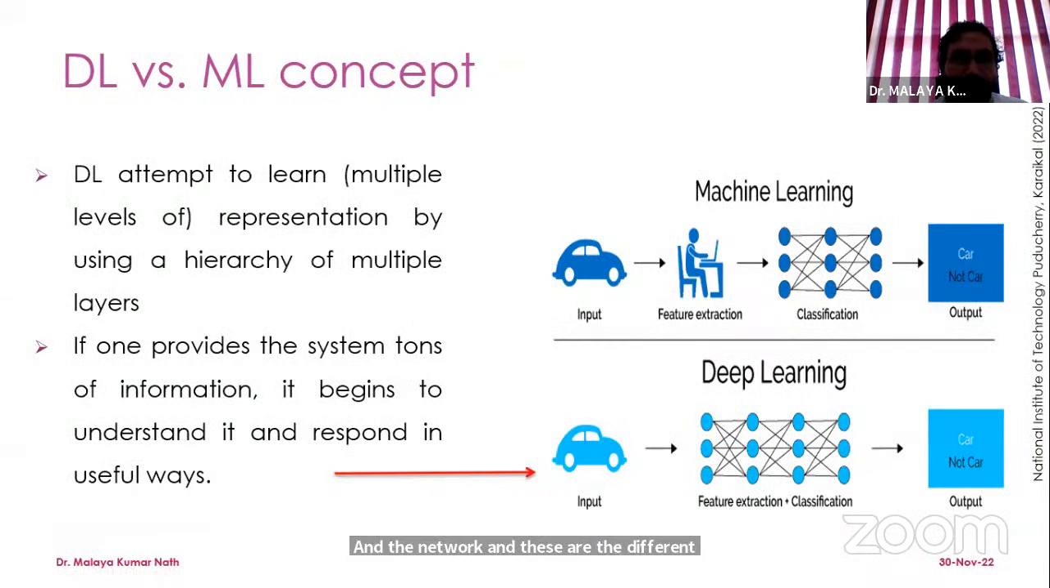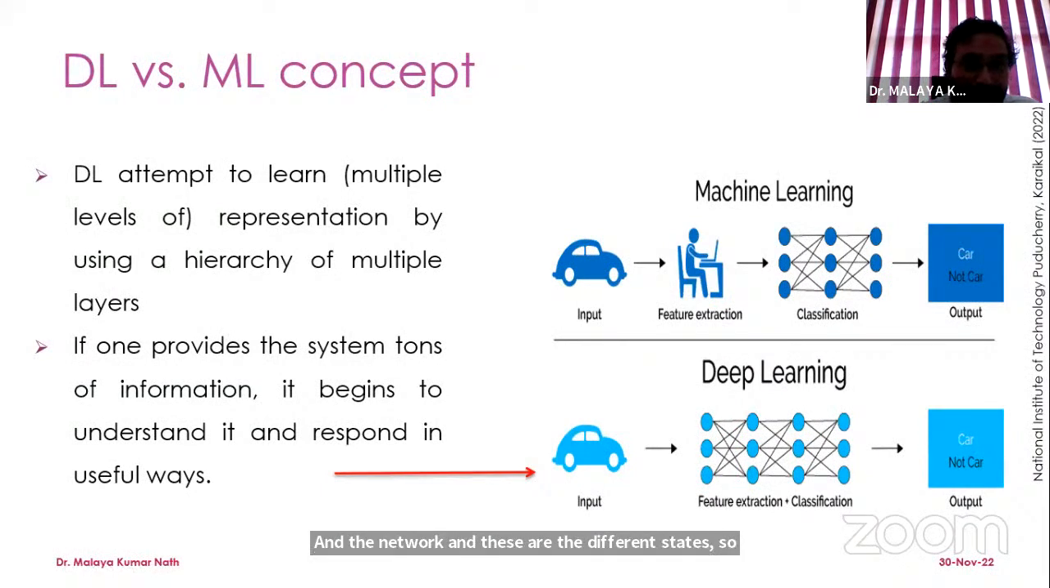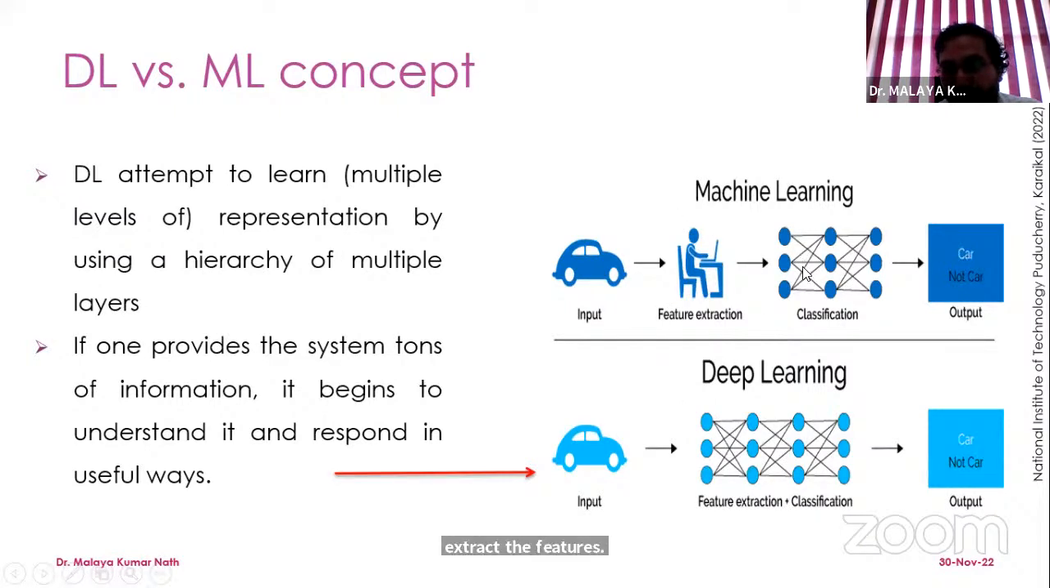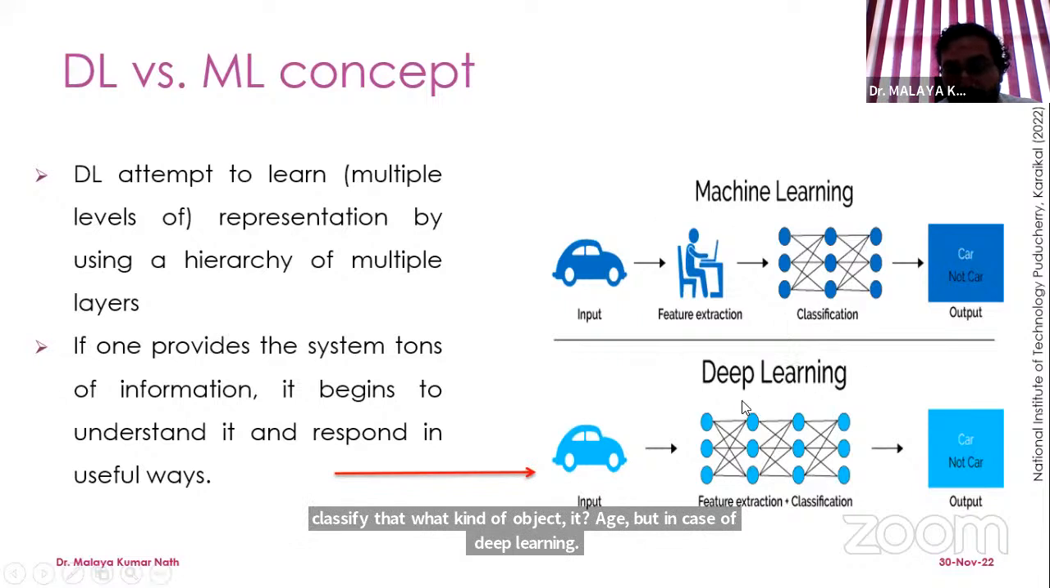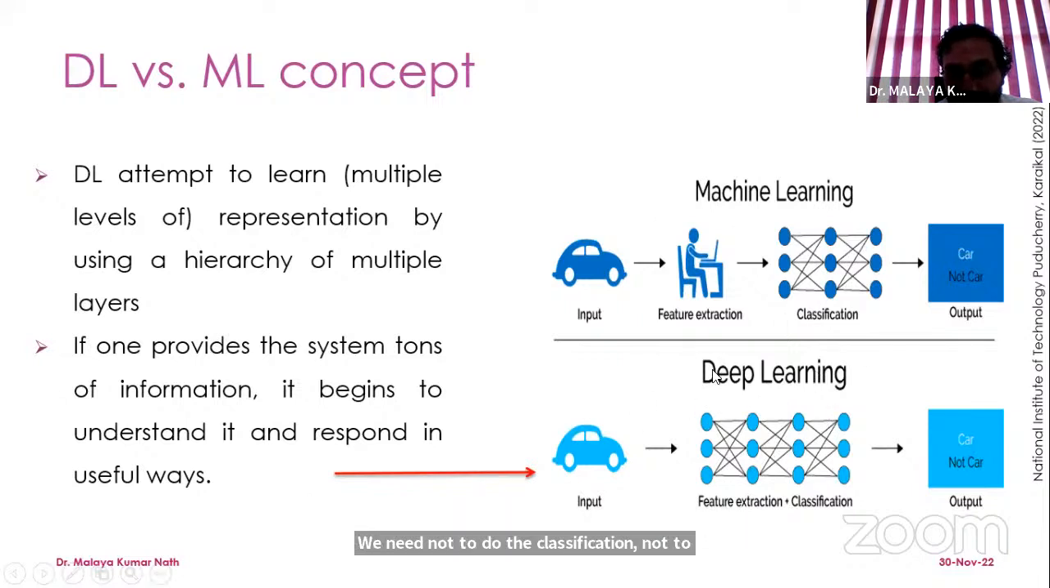So if we compare this machine learning concept with this deep learning concept, we can see that in the case of machine learning, we have to extract the features, and these features are used by the classifier to classify what kind of object it is. But in the case of deep learning, we need not do the extraction of the features. The feature extraction is possible with the help of the neural network itself.